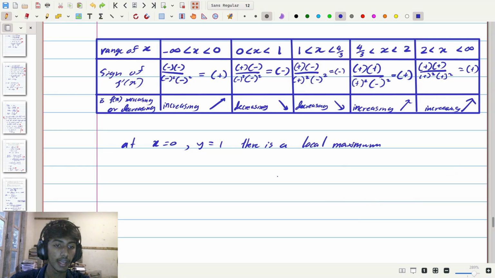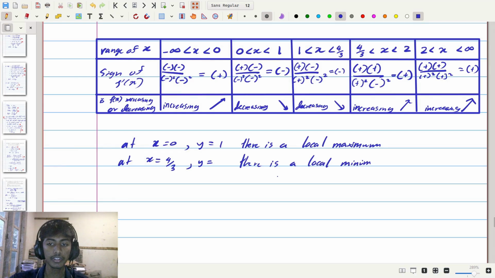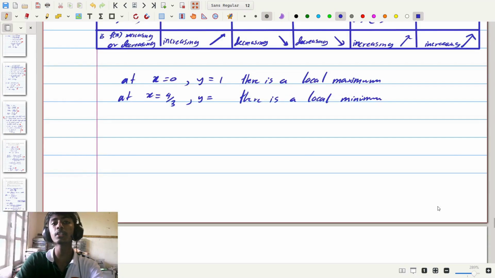So we can say at x equals 4 over 3 and y equals, and we'll find the y later, there is a local minimum. Now considering the final one, we have increases and increases here and here, meaning that it's not possible for that to be a stationary point in between these two ranges. So with that, we're done with finding all of the stationary points and the turning points and calling them local minima or local maxima. Now in order to find the y-coordinate of this local minimum point, what we need to do is to substitute x equals 4 over 3 into f of x.